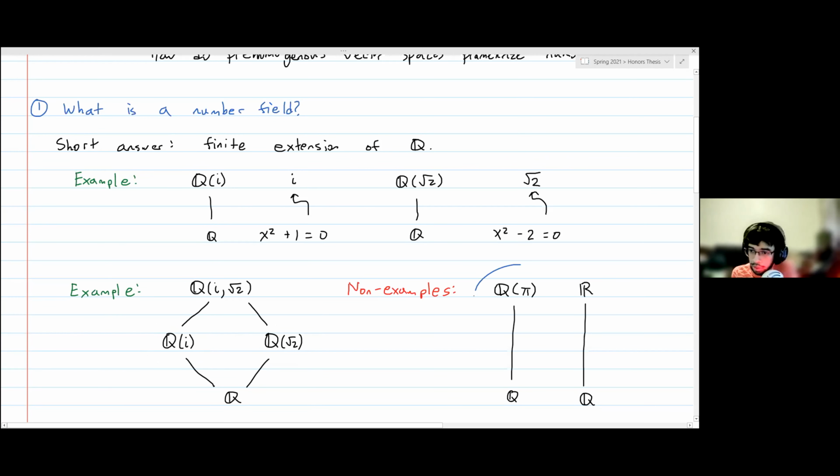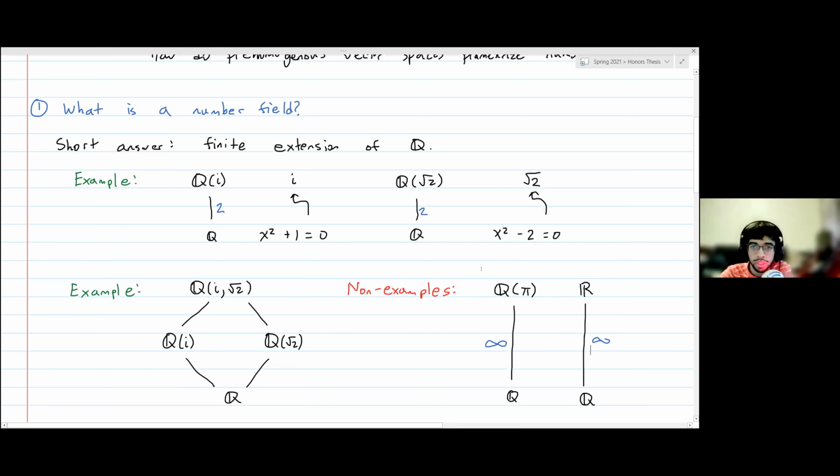And some non-examples: Q adjoin pi is not a finite extension of Q, because this pi element is not the root of any polynomial. So it's a transcendental element, and this is really an infinite extension. If I wanted to put numbers here denoting the degree of each extension, I would put 2 here because that's quadratic, and this is quadratic. That's the degree of this polynomial. But here, this would be an infinite extension because pi is not the root of any polynomial. And also R contains Q adjoin pi as a subfield, so this is also not a finite extension.